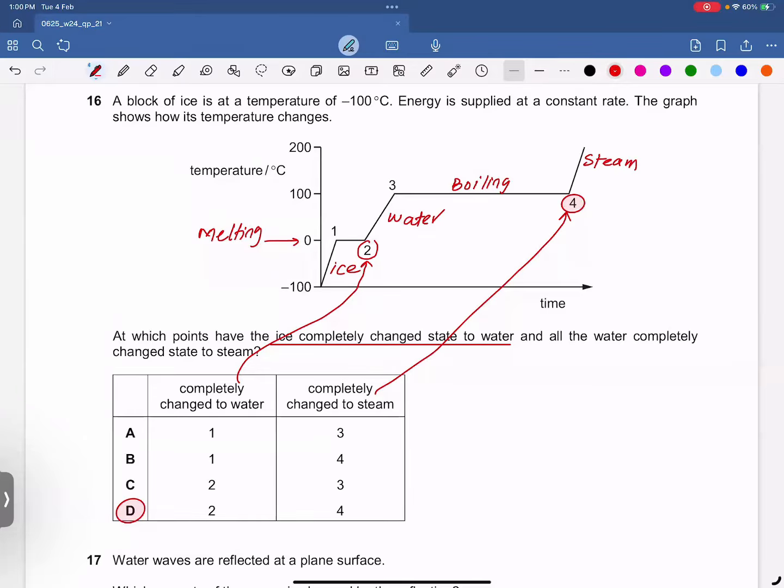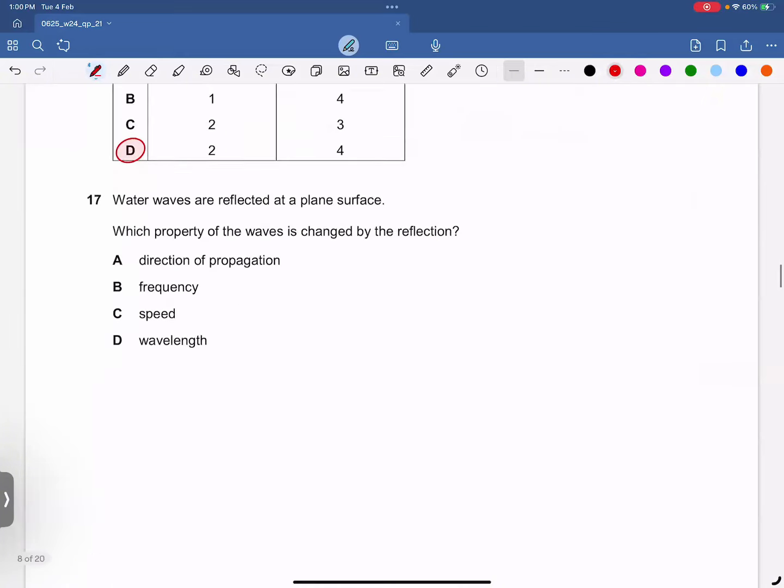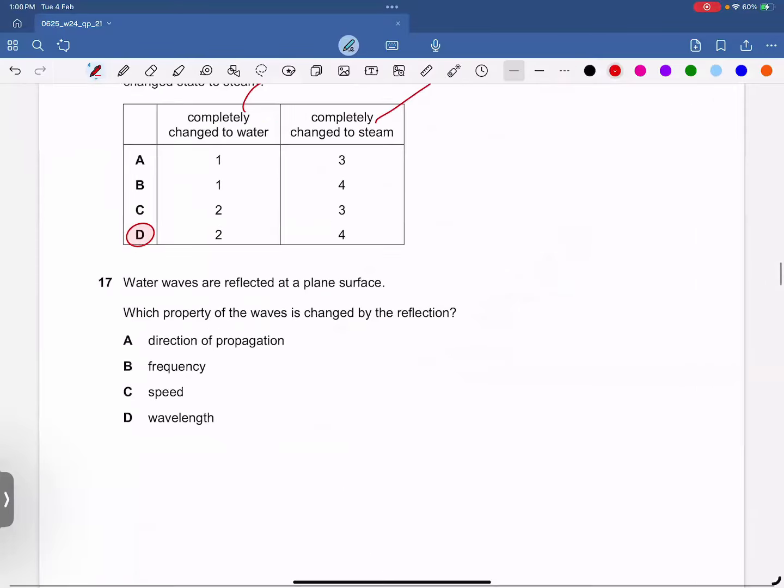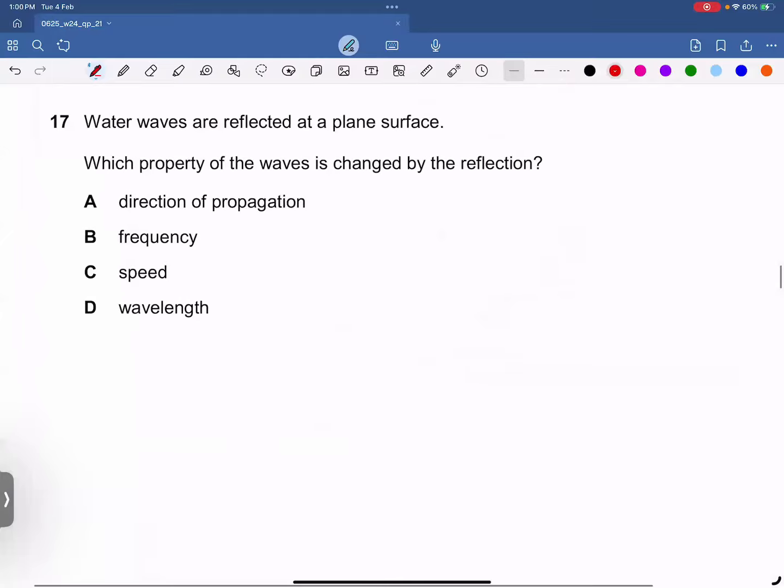We proceed to question number 17. Water, okay, with this the thermal physics finishes. Now from 17, waves will start. Water waves are reflected at plane of surface.